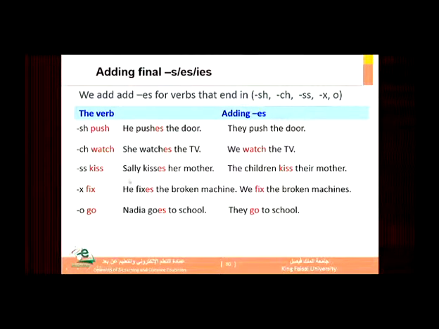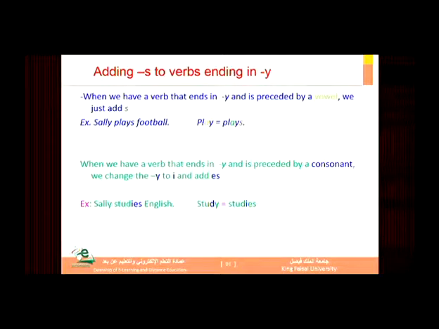Similarly for the others, Sally kisses her mother. The children kiss their mother. He fixes the broken machine. We fix the broken machine. Nadia goes to school. They go to school. So we add an ES to the end of those verbs because they have a special ending. They end in one of those letters, as you have seen in this example.